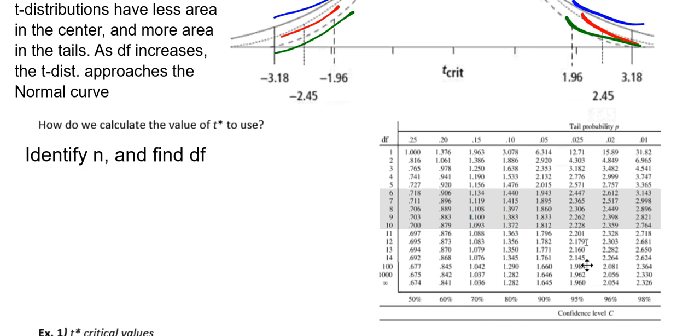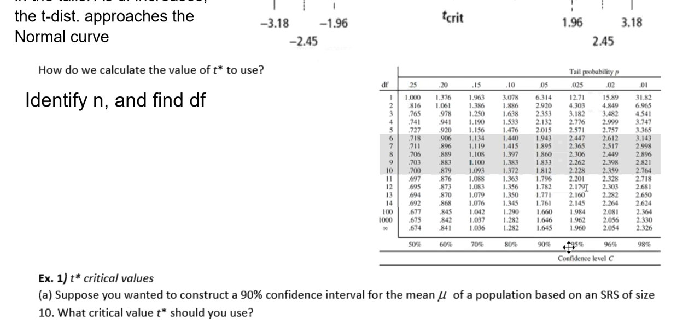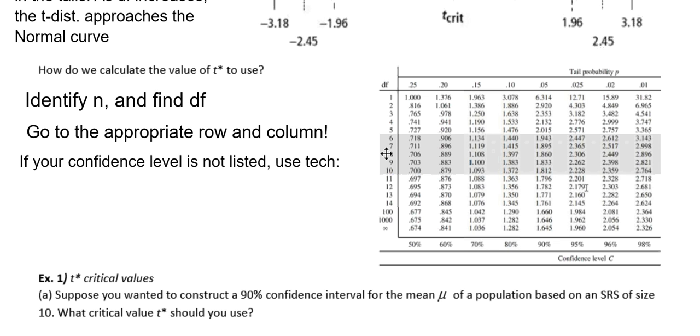So how do we calculate which value of t star to use? First, you identify your sample size, n, and you find your degree of freedom. Then you go to the appropriate row and column. Here are your rows for degree of freedom. Here's the column that pertains to your confidence level, and you find your t star. So everything inside of this table are all t stars. Remember, if the degree of freedom is infinity, that is the standard normal curve. These are actually z stars, this very bottom row.